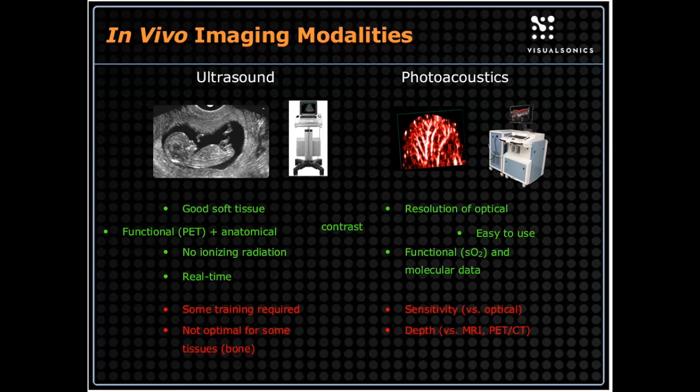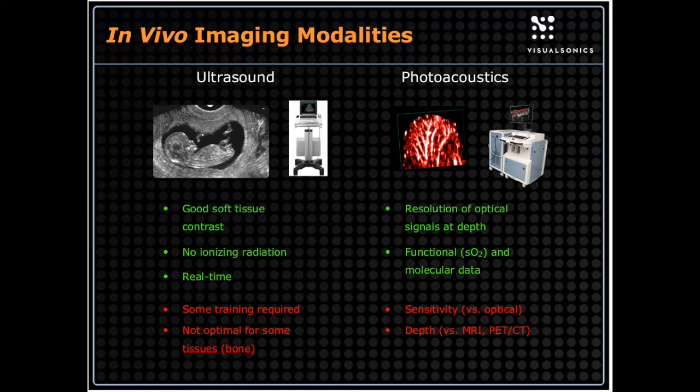I'm going to talk about, in the same context, ultrasound and photoacoustics. Ultrasound has decent soft tissue contrast, again, doesn't use ionizing radiation, and it is truly a real-time modality. You can place the probe down on a patient, or in this case, when we're talking about research, an animal, and you can see the live beating heart of a mouse, for example.